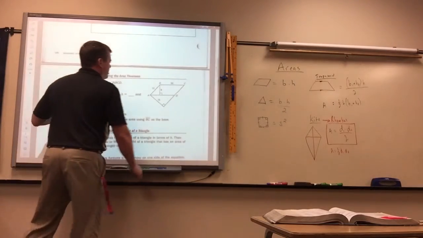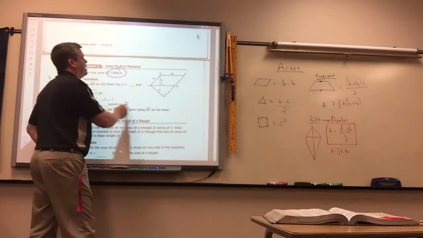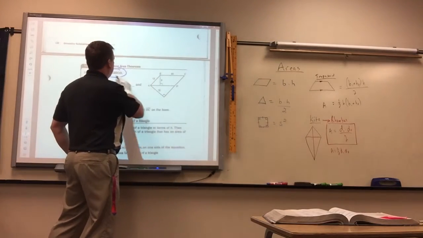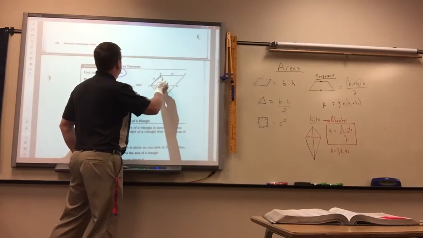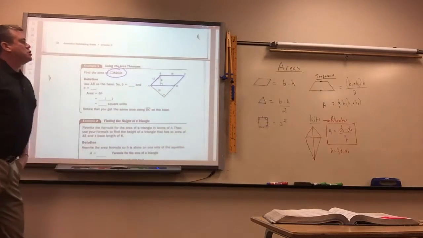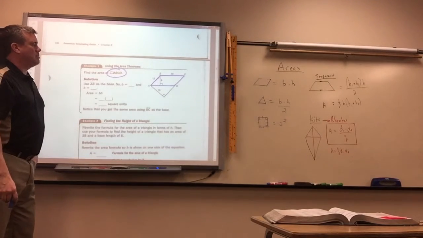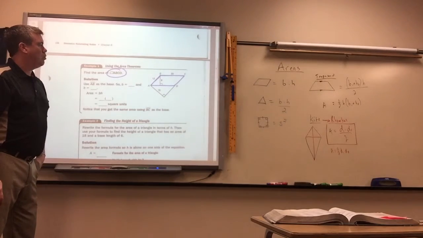So in this picture, they have a bunch of added stuff here, but all they want is the area of parallelogram ABCD. So they have extra stuff that we don't even need in there. What do we do to find the area of that parallelogram?